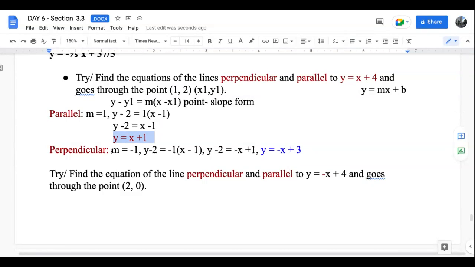Now let's find the perpendicular one. The slope of the given line is 1, so the slope of the perpendicular has to be negative 1 over 1, which is negative 1. We also use this point: y minus 2 equals negative 1 times x minus 1. After we simplify, we get y equals negative x plus 3.